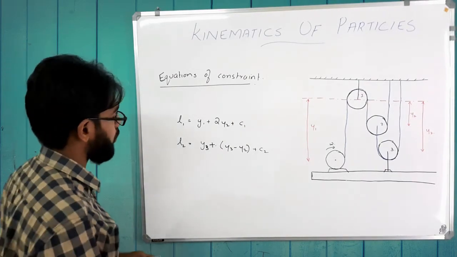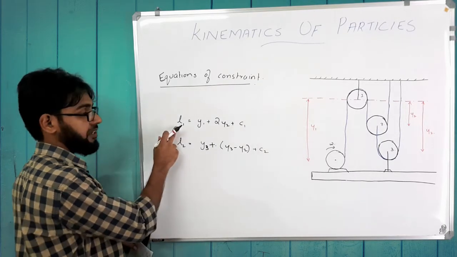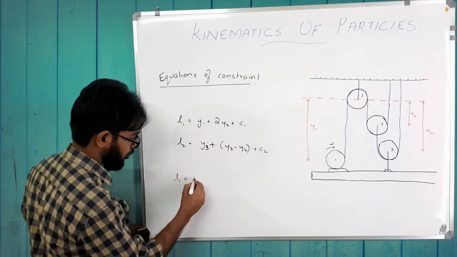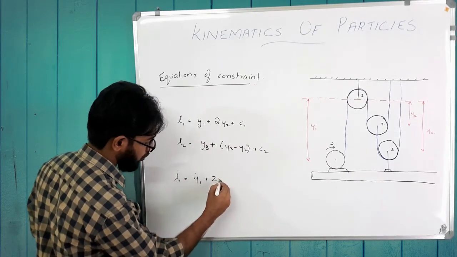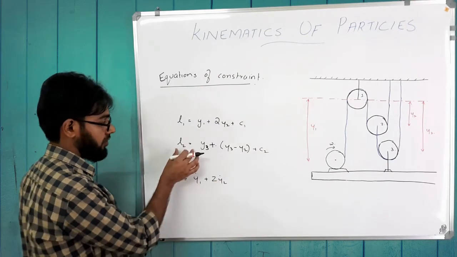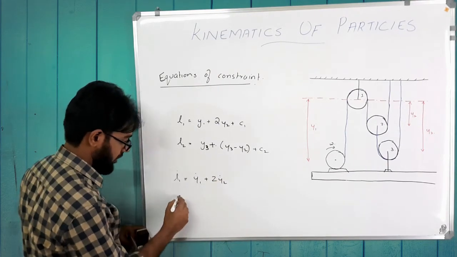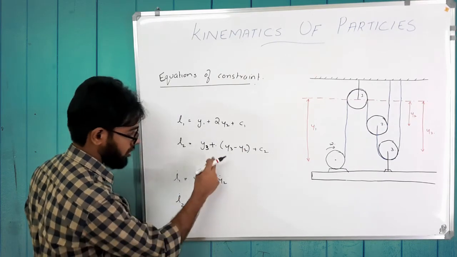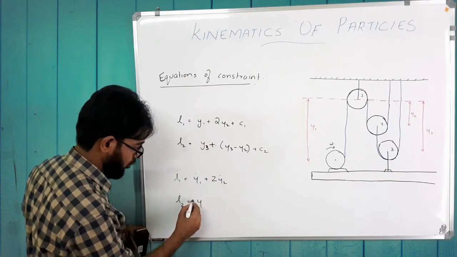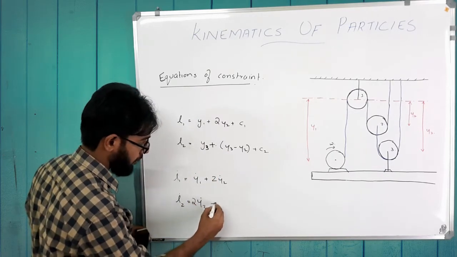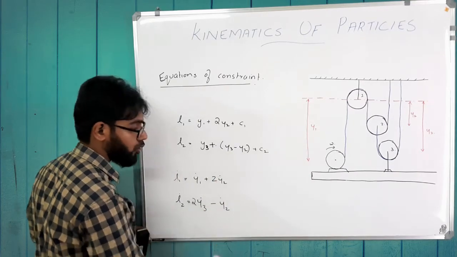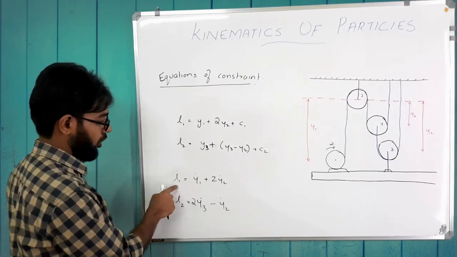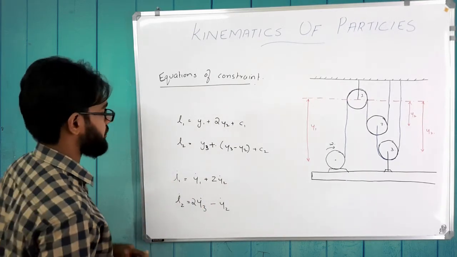wasted. Now, if I differentiate this corresponding equation, I will get L1 dot is equal to Y1 dot plus 2Y2 dot. If I differentiate the second equation, L2 dot is equal to Y3 plus Y3 will become 2Y3, so 2Y3 dot minus Y2 dot. Now let us understand what all of these L1 dot, Y1 dot, Y2 dot, etc. are.